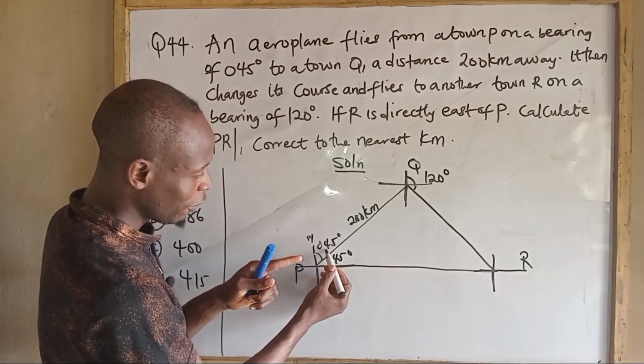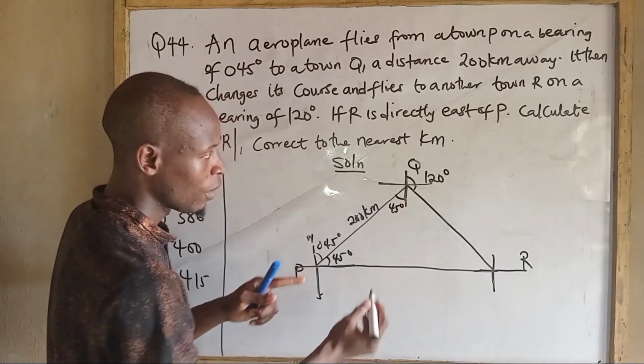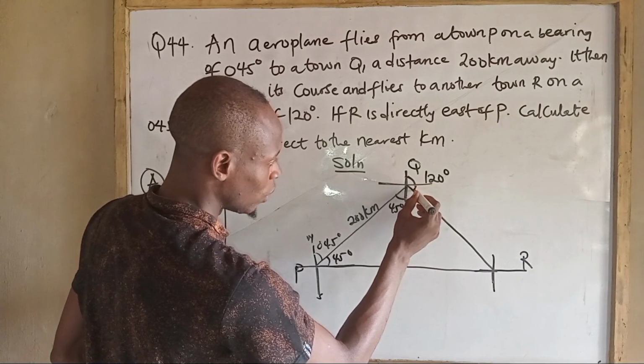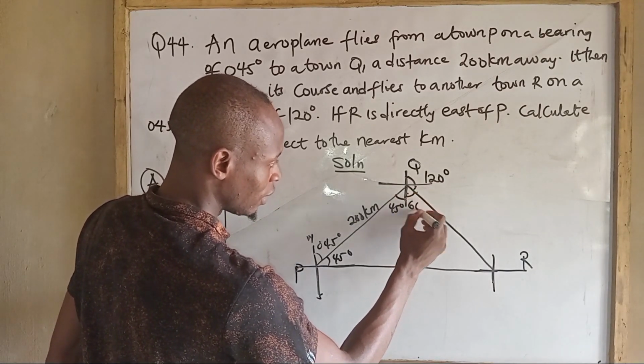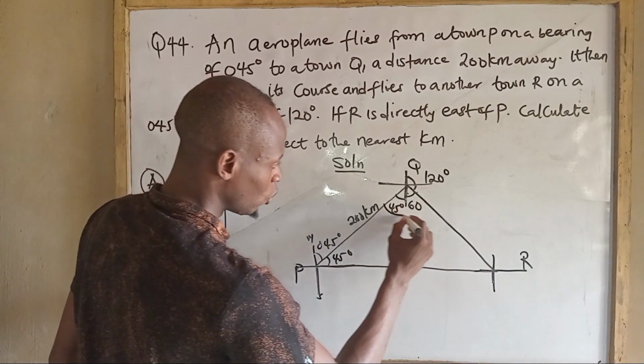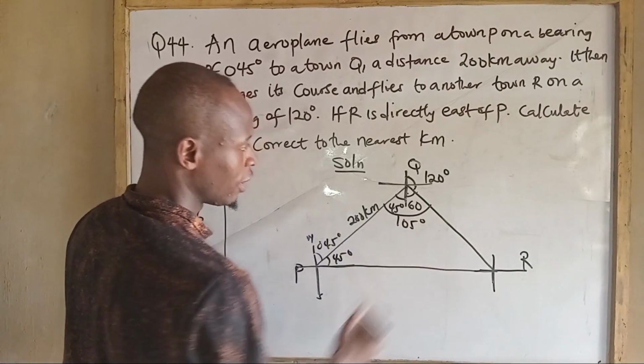Okay, so this 45 here is alternate to the angle over here. Alternate angles are what? Equal. So if from here to here is 180, then we have 120. That means the left value will be what here? 60. So sum this one, 60 plus 45. That should give us 105 degrees.